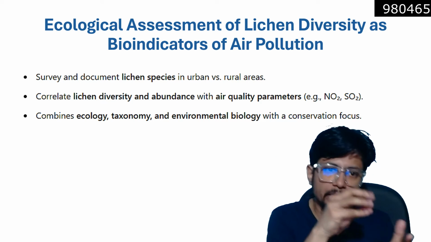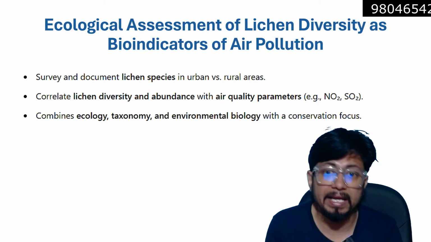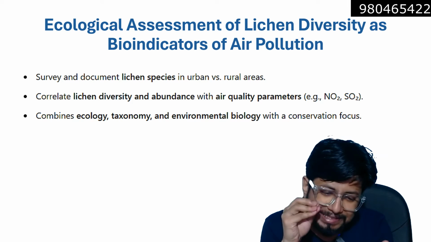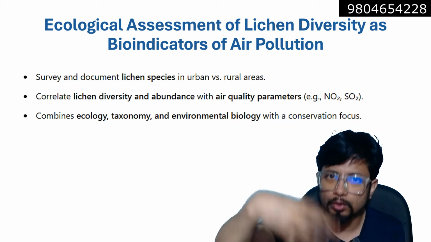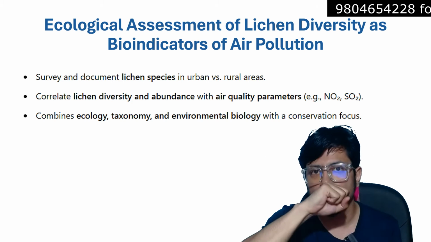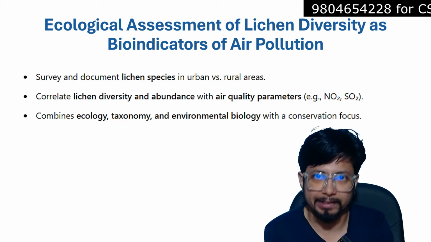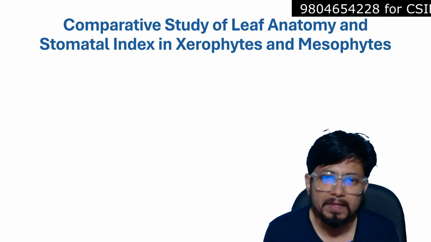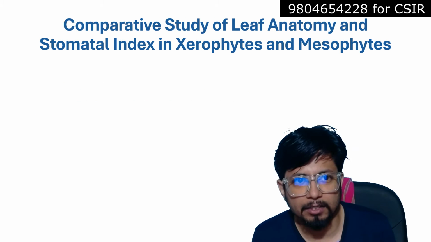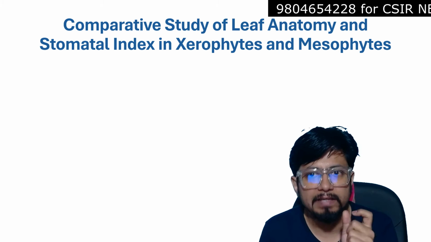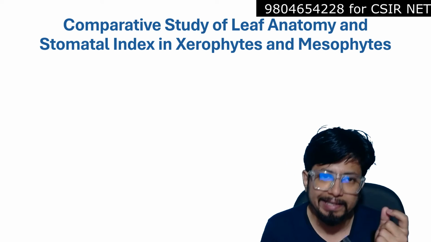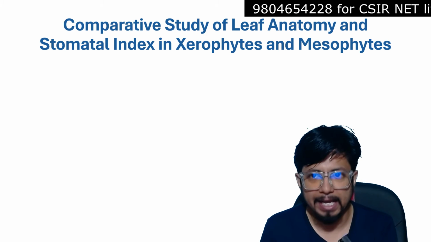So this combines your ecology, understanding of taxonomy and environmental biology, with direct impact on human welfare, from biological markers like lichens. Very interesting study. Now the last and the fifth topic that I will share is a comparative study of leaf anatomy and stomatal index in xerophytes and mesophytes.